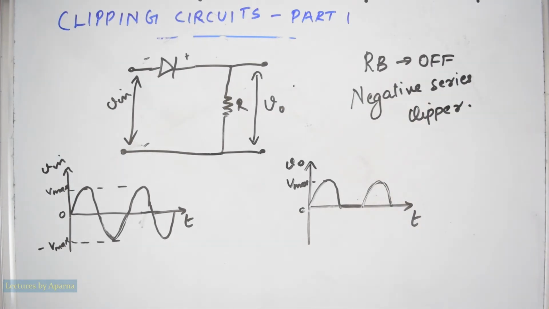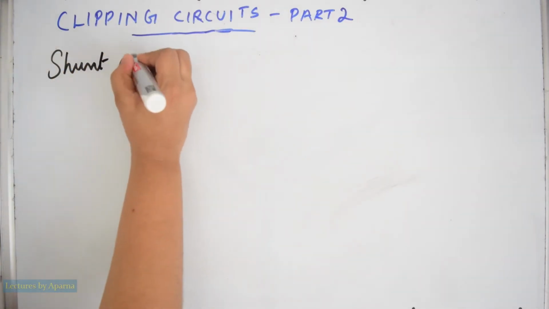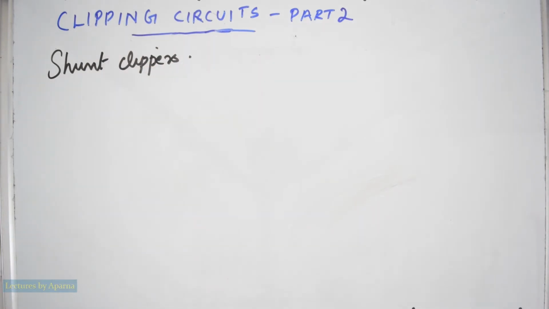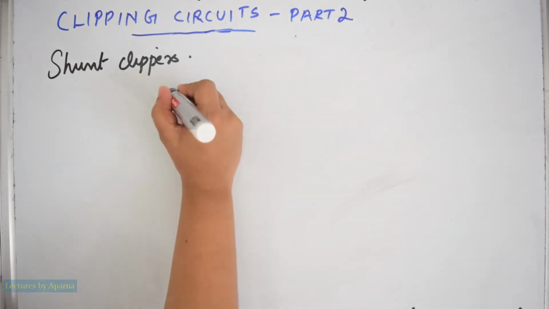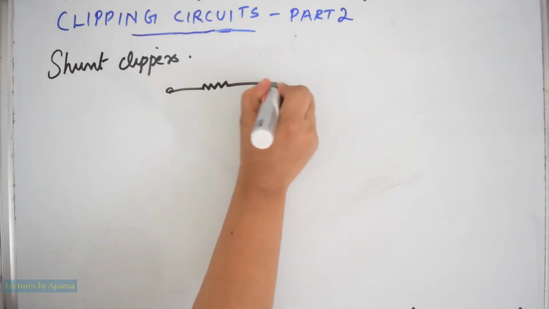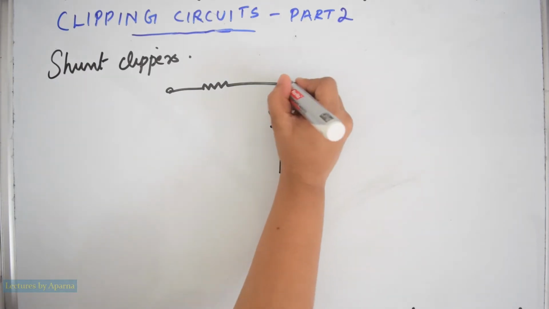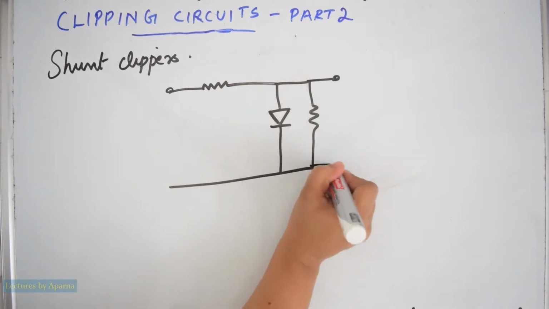Thus we discussed the positive series clipper and the negative series clipper. Now, shunt clippers. In shunt clippers, the diode position will be parallel to the input wave. So let's see how the circuit will look. The circuit will be like this.